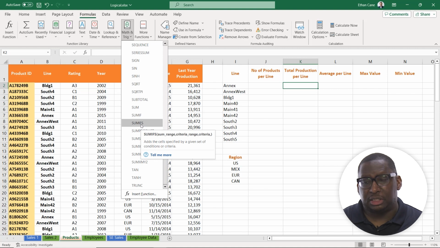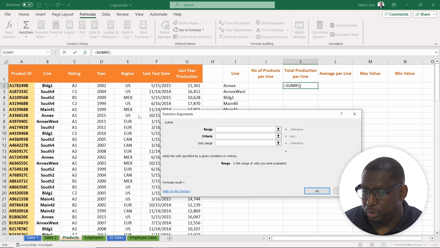If we had multiple conditions, like if I were saying, I want you to only include this in the sum if the line is Annex and if the total is greater than 10,000, right? Then I'd use SUMIFS because I have multiple conditions. So we're going to use SUMIF because we only have one condition.